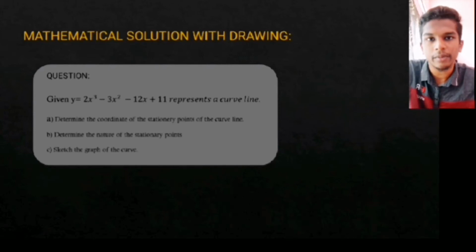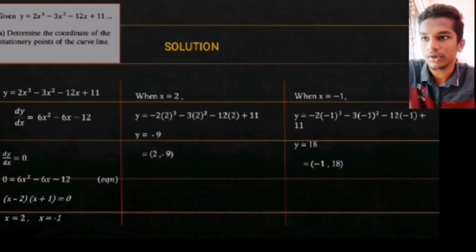Next, Muhammad Airfan bin Bakarali, 09DKM21F1020, and I will do a mathematical solution. These are the questions given. Given y equals 2x cubed minus 3x squared minus 12x plus 11 represents a curved line, with some sub-questions in it. Let's go. The first question is to determine the coordinates of the stationary points of the curved line.